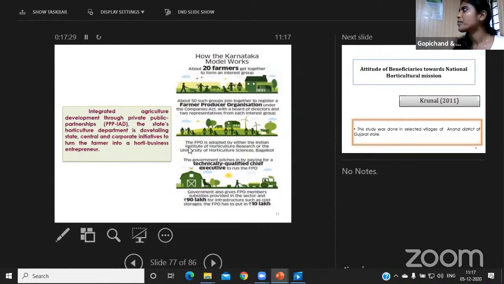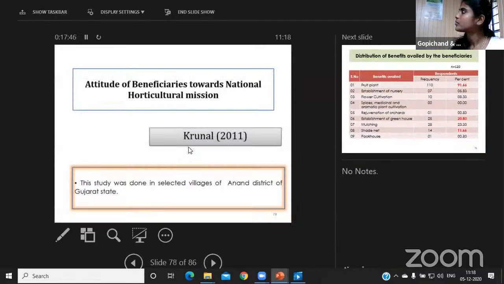The government is paying for technically qualified chief executives, and the government will also give FPO members a subsidy provision in the sector of around 90 lakh for infrastructure such as cold storage, and for FPO they are providing 10 lakhs.